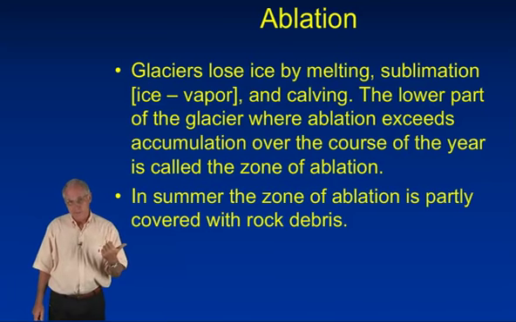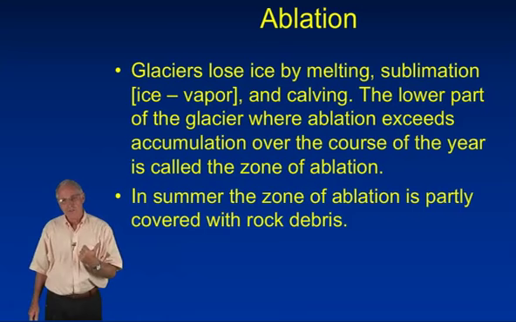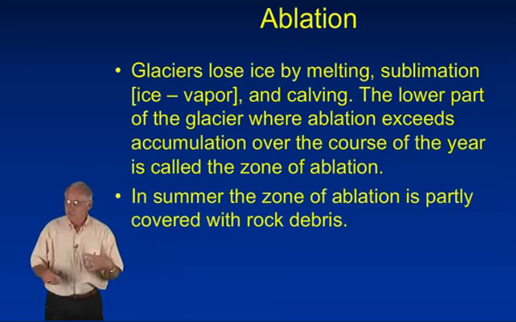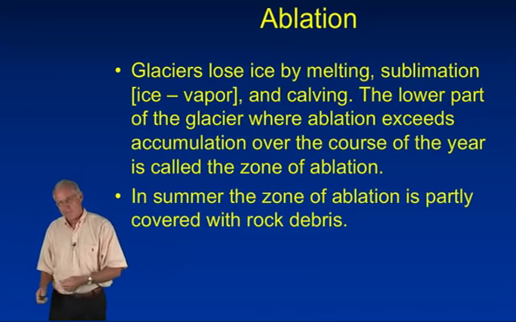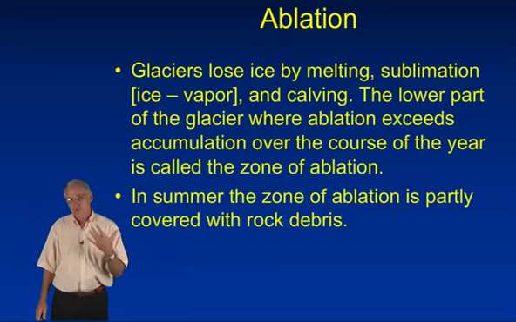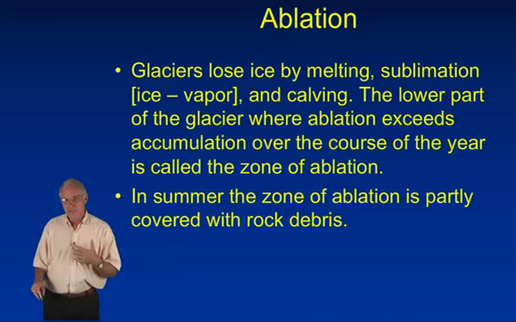The lower part of the glacier, where ablation exceeds accumulation over the course of the year, is called the zone of ablation. So two distinct zones: an upper zone of accumulation, the lower zone of ablation. In the summer, the zone of ablation is partly covered with rock debris, doesn't look much like a glacier.